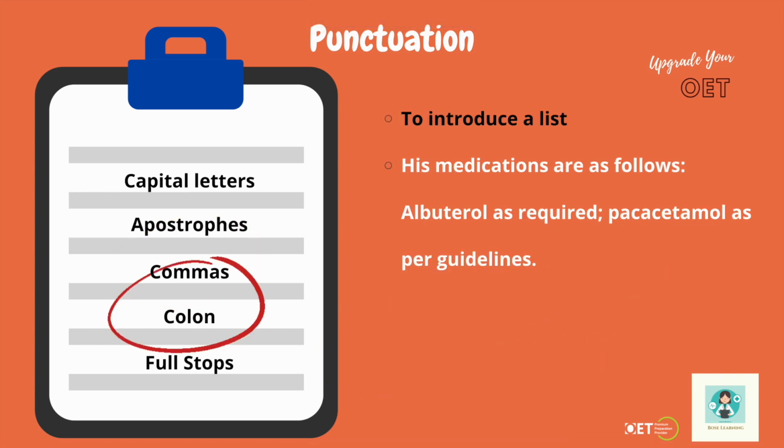And then we have colons, which are the 2 dots, and we use them to introduce a list. His medications are as follows, colon, albuterol as required. You can also put in a semicolon here, or just a comma, both are correct in this case. Don't stress too much about semicolons, it's not a big issue. Paracetamol as per guidelines, so you're just separating things out. A colon is to introduce a list, and that's the important one.